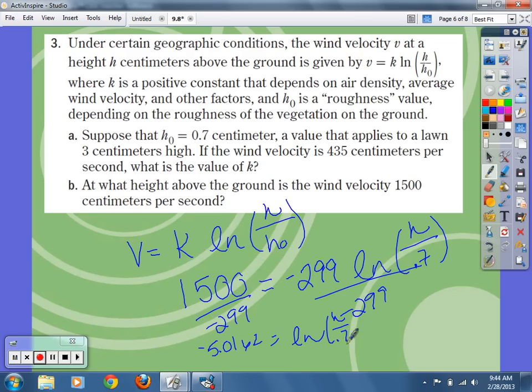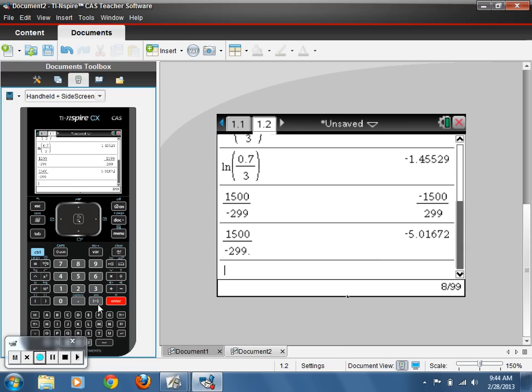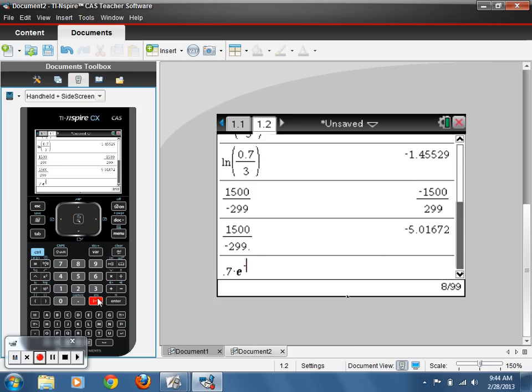Natural log of H over 0.7. I'm going to change this to an exponent now because what I'm looking for is beyond the natural log. So that's e to the negative 5.0162 equals H over 0.7. And then I will multiply both sides by 0.7. So I get 0.7 times e to the negative 5.01672.